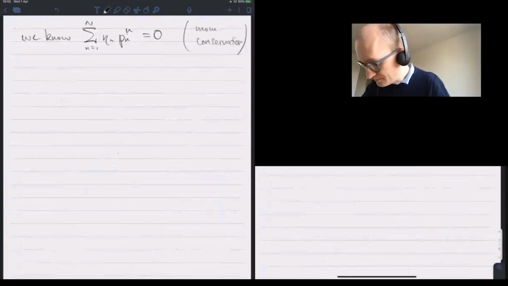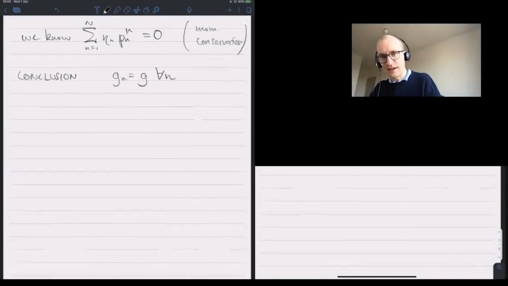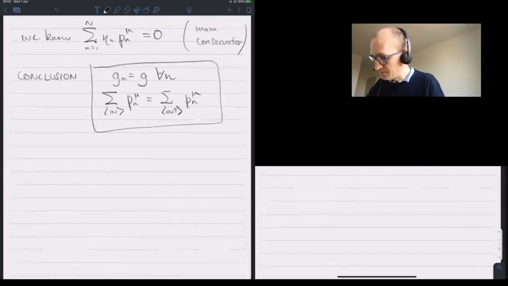The conclusion is that actually g_n has to be equal to 1, and the same g for all n. Reason being that if that is the case, then the constraint just translates into momentum conservation, which we know to be true. So the sum over ingoing momenta is equal to the sum over outgoing momenta, and this is the conclusion.